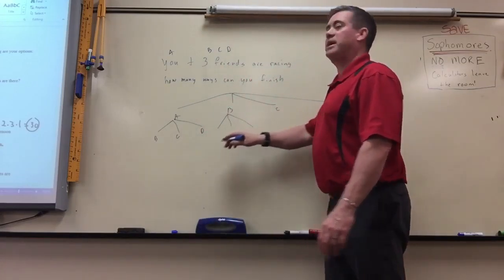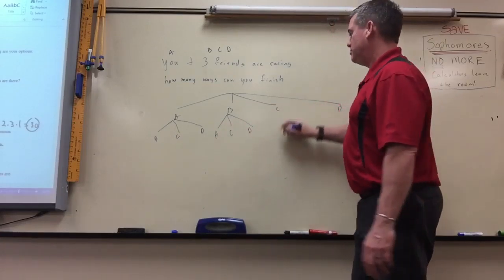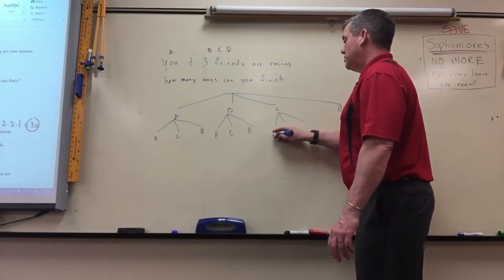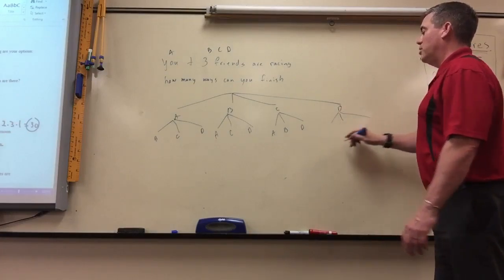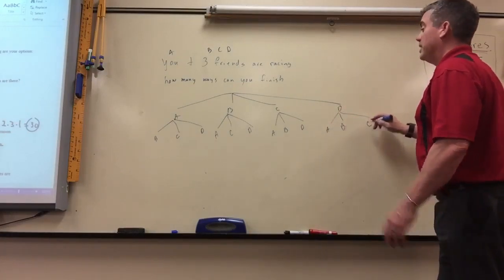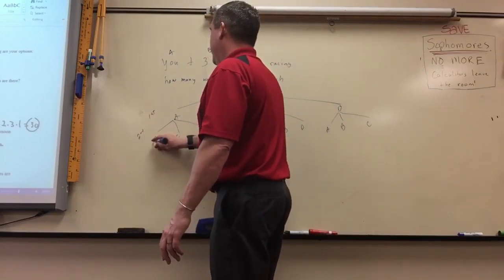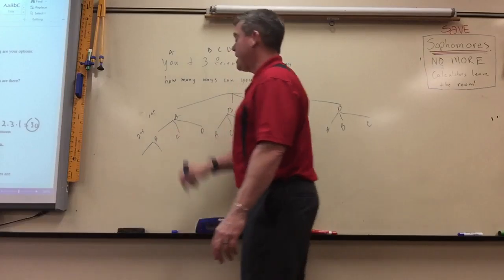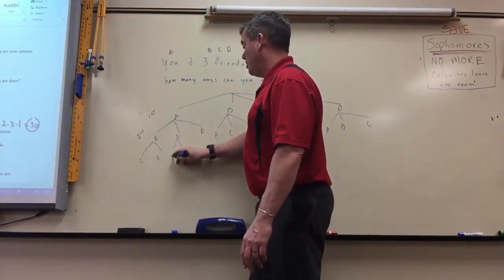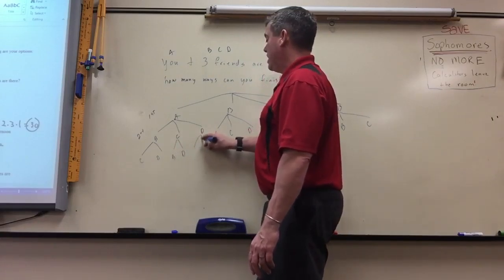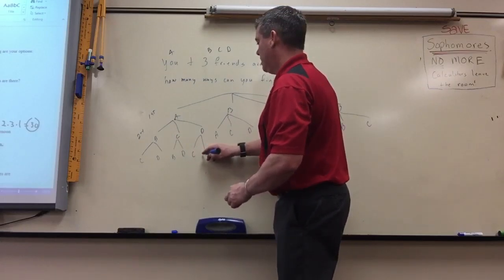Here, since B got second, A, C, and D could get third. And then in this one, A, B, and D. So this tree diagram takes a little more thinking. This is for the first place. This is for second place. If B gets second, there's only C and D left. If C does, there's only B and D. Everyone understand how we're doing this? Since we got A and D, then it's only B and C.